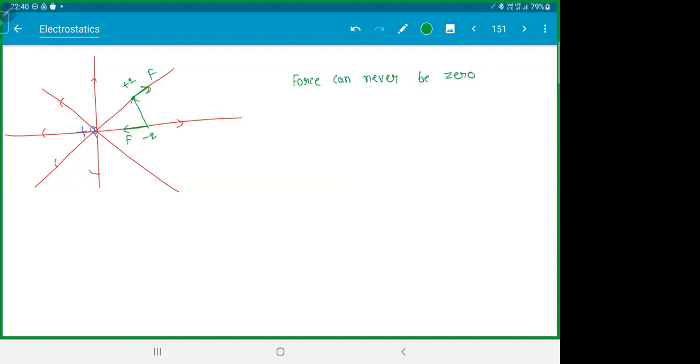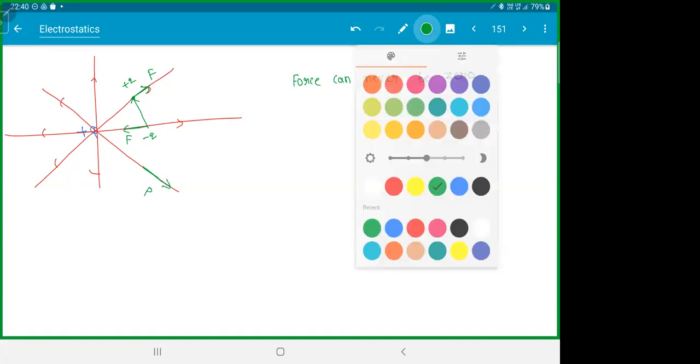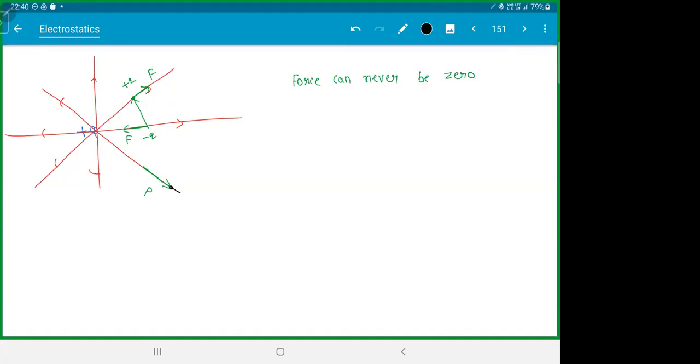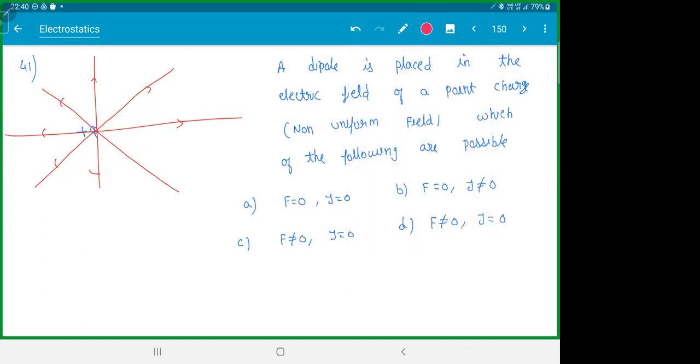How to get torque zero? If you keep a dipole like this, see how the force will be. On this side the force will be forward, on this side the force will be backward, right? Torque is zero, no? But force is not zero. Are you getting it? So what are the answers? Force can never be zero. You cannot find a situation where force is zero.